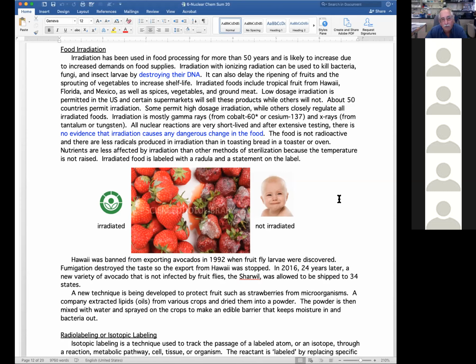So why would we do this? What is the purpose of irradiating food? Because you're going to kill bacteria, fungi, insect larvae by killing their DNA. You're destroying their DNA with ionizing radiation. And so there is no evidence that irradiation causes any dangerous change in the food. Obviously, the food is not radioactive.